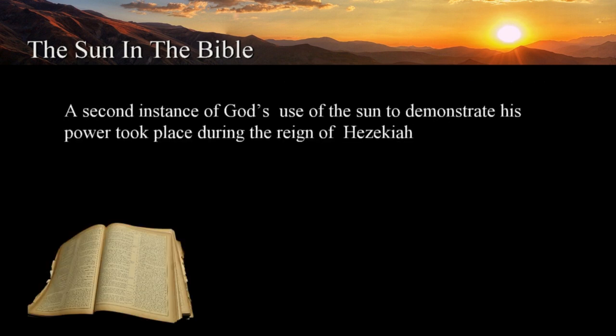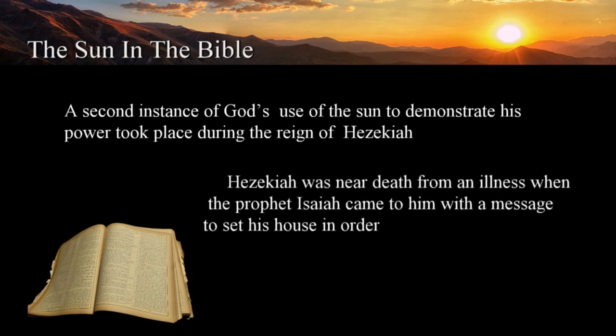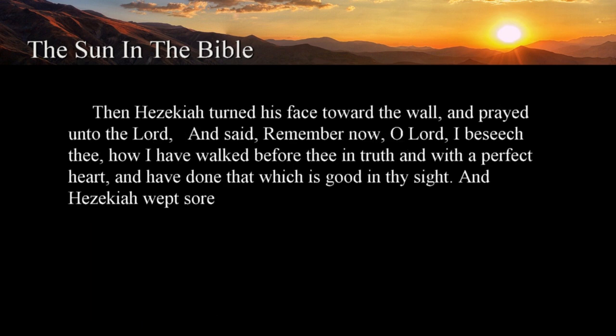A second instance of God's use of the sun to demonstrate His power took place during the reign of Hezekiah. The king had become ill and was near death when the prophet Isaiah came to him with a message to set his house in order. Then Hezekiah turned his face toward the wall and prayed unto the Lord, and said, Remember now, O Lord, I beseech thee, how I have walked before thee in truth and with a perfect heart, and have done that which is good in thy sight. And Hezekiah wept sore in Isaiah 38:2 through 3.